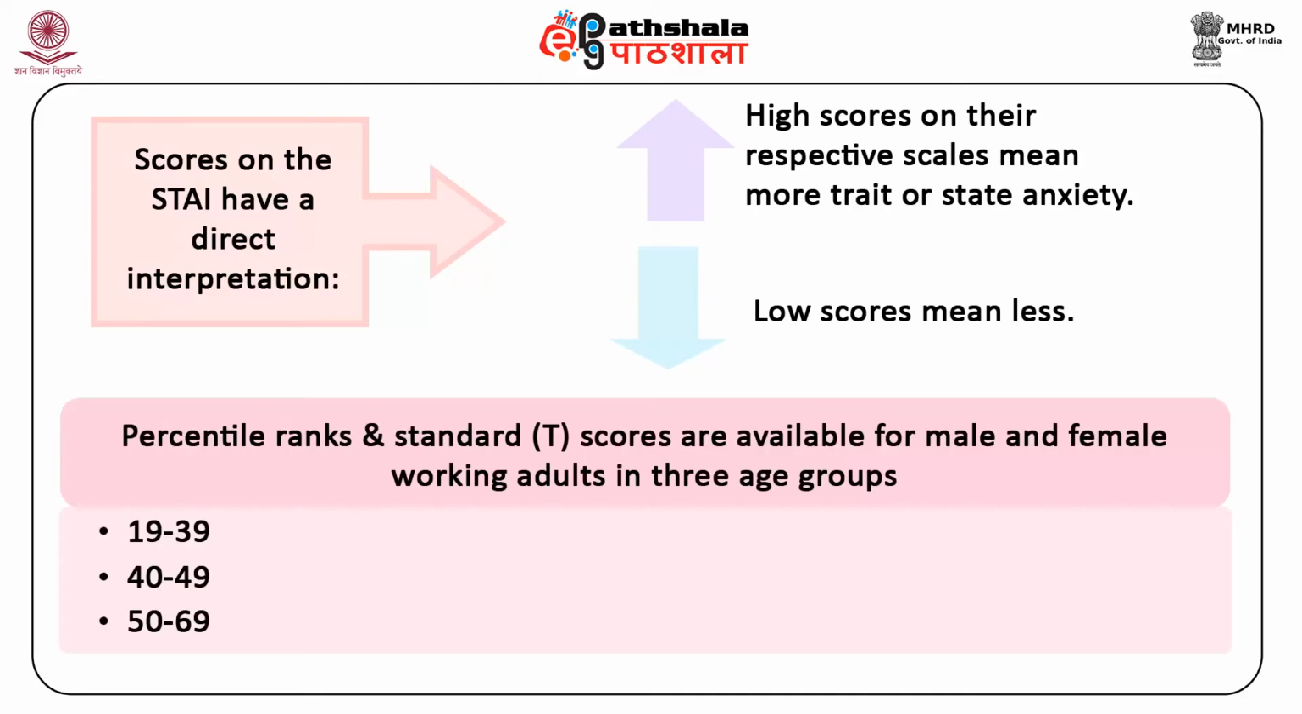Both percentile ranks and standard scores are available for male and female working adults in 3 age groups: male and female high school and college students, male military recruits, male neuropsychiatric patients, male medical patients, and male prison inmates.